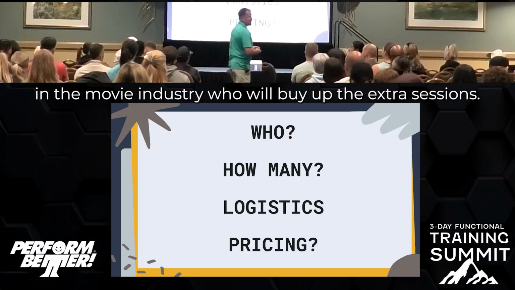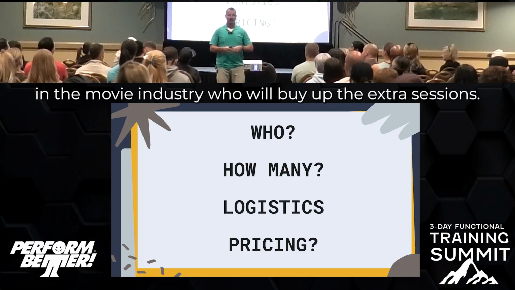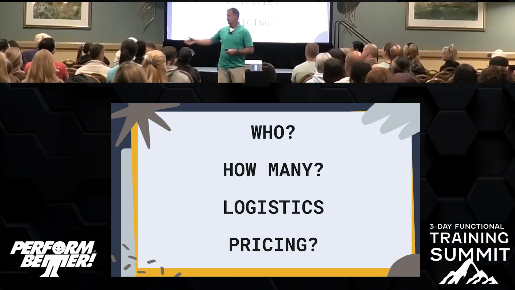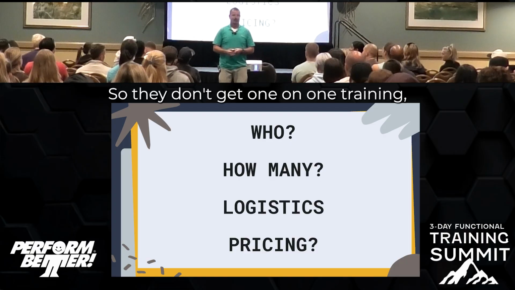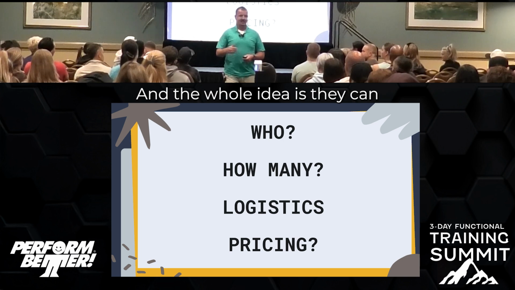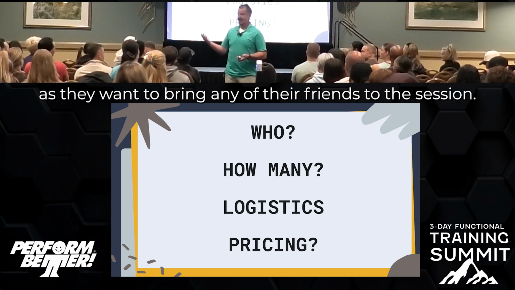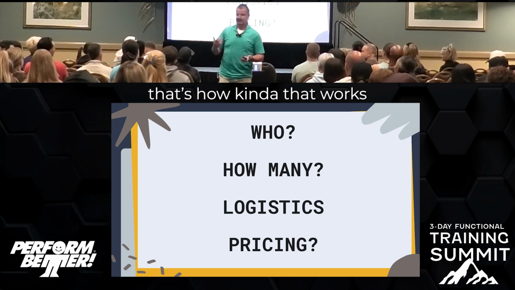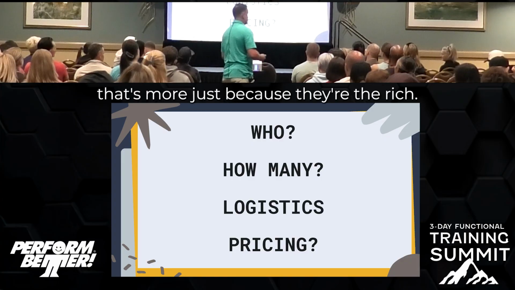I have a couple of people in the movie industry who will buy up the extra sessions, right? So they don't get one-on-one training, they buy 6 spots of small group training. And the whole idea is they can, if they want to, bring any of their friends to the session. Like that's how that works. But that's more just because they're rich.